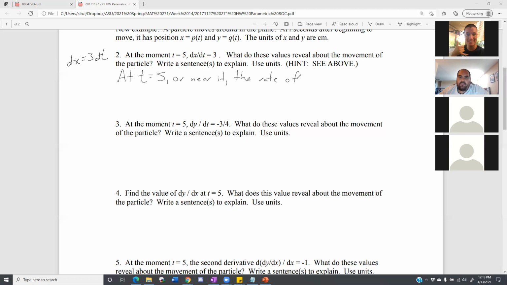And I'm pretty sure both Mark and Michael said this correctly, but I really feel like it needs to be emphasized again. So when I say the rate of change, how specifically should I try to phrase the rate of change of what? X with respect to t. Yeah, of x with respect to t. Is 3, and then I want units. So what should they be? Centimeters per second. Yeah, centimeters per second.